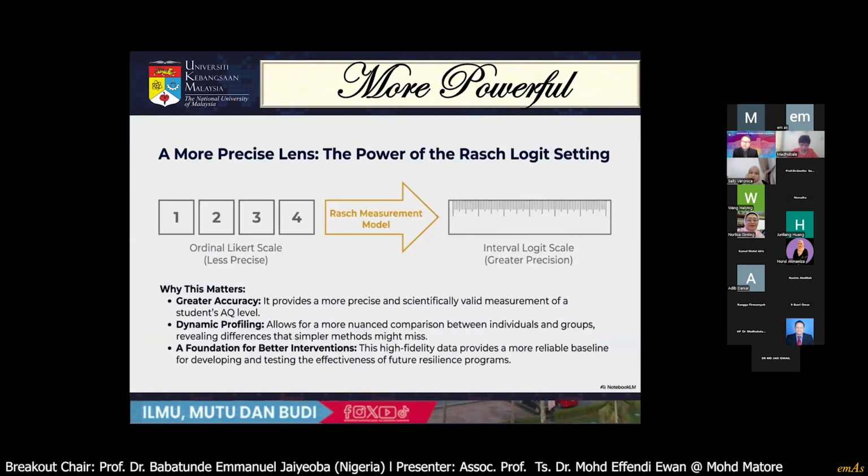The contribution of this research is actually on the profiling style. Before this, we believe that when we rely on the ordinal Likert scale, it will be less precise because it depends on the classical test theory. But now we want to transform to the Rasch measurement model that relies on the logits, which is more accurate and depends on the interval logit scale, which provides greater precision. And why we need to be concerned about this, because it will bring greater accuracy, dynamic profiling, and a foundation for better intervention, because we want to cater to the person with low AQ.